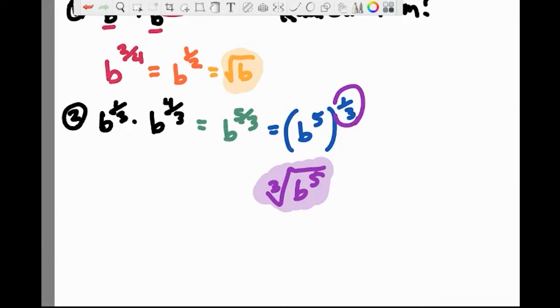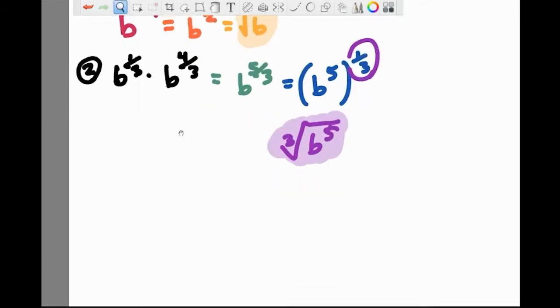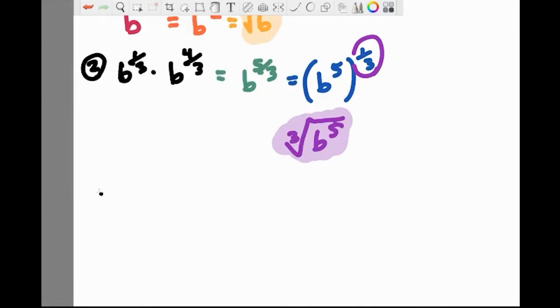Questions on this one? Pretty straightforward. Okay, this one is going to be a little trickier, but not by much. So it's going to be b to the 1/5 times b to the 3/4.